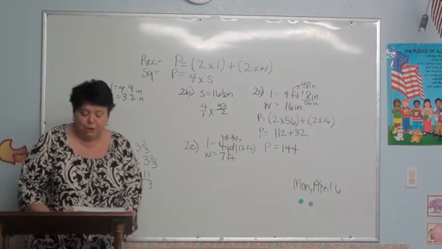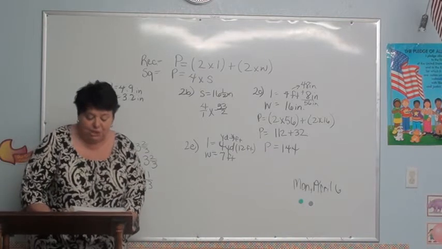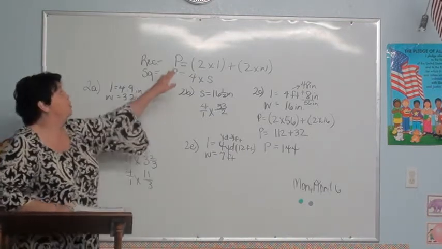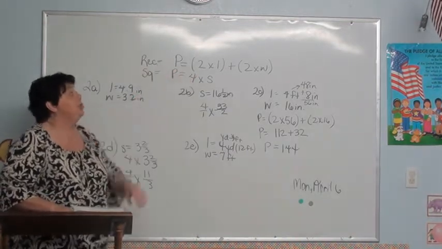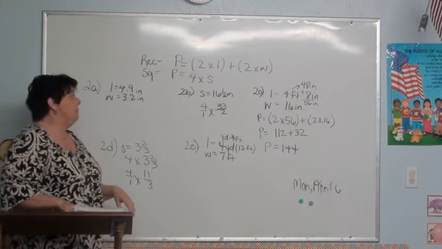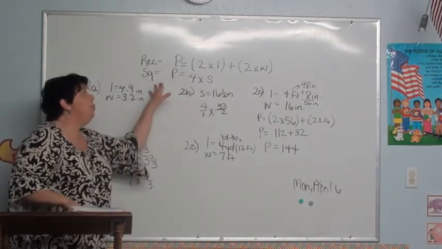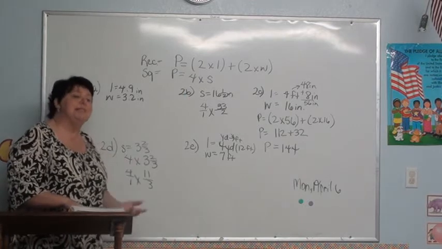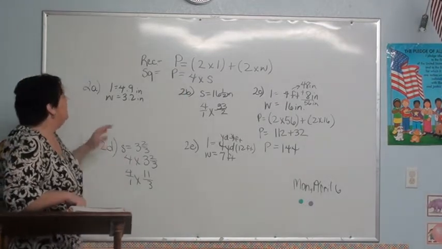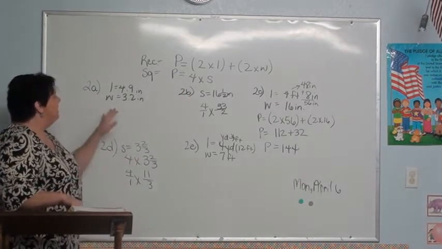Now go to number 2. We're going to review the perimeter of these shapes. Remember the formula for the perimeter of a rectangle is 2 times length plus 2 times width. The perimeter of a square is different. It's 4 times side. So we're going to work on 2A. Let's look at this one.